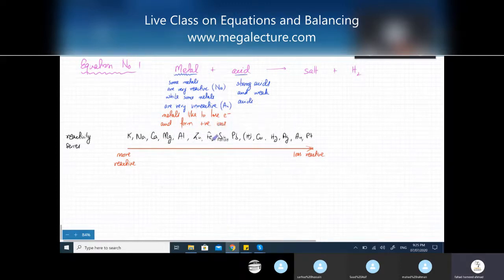So you make wires out of copper. Why? Because you know that copper is going to last for 30 years or 40 years and it's not going to rust. It's not going to react. Copper is not going to lose its electrons. Copper is going to remain as copper. The same is true for gold and silver.